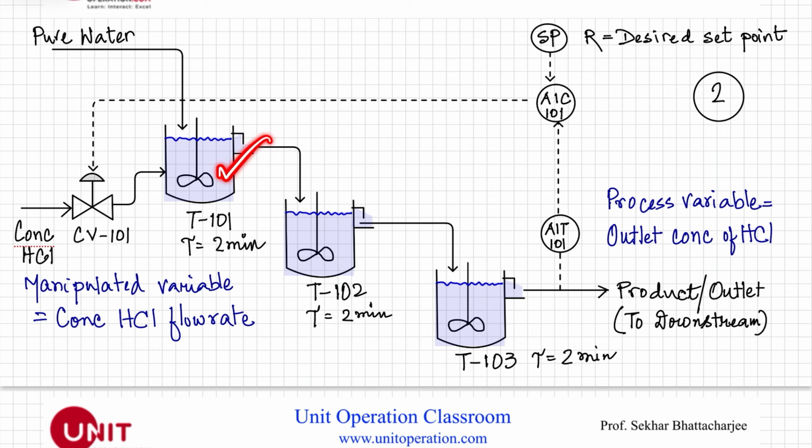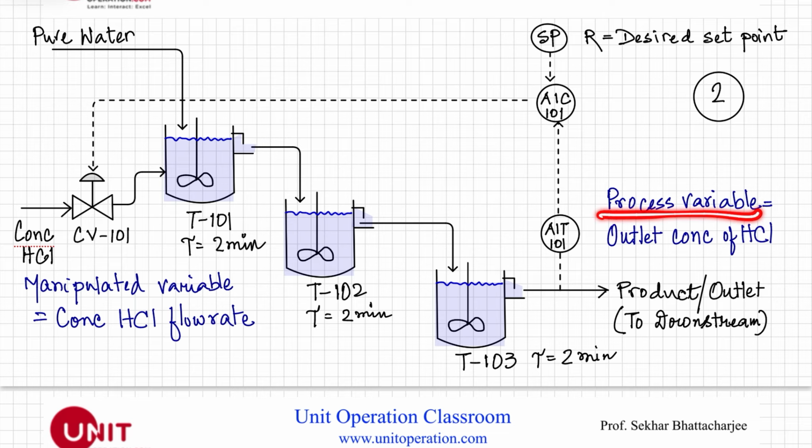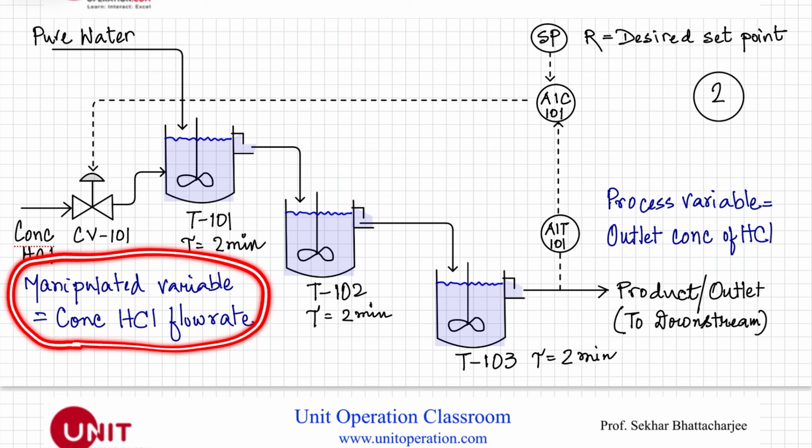Three non-interacting tanks in series, each having a time constant of 2 minutes. And as I said, the gain is a unity gain. The concentration of hydrochloric acid is measured here in this transmitter. That is sent to the controller, which compares it with the desired set point, and the controller output is sent to this control valve. Here the process variable is the outlet concentration of hydrochloric acid, and the manipulated variable is the concentrated hydrochloric acid flow rate.